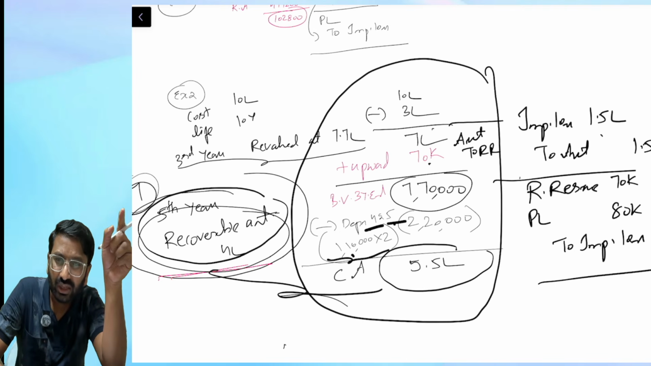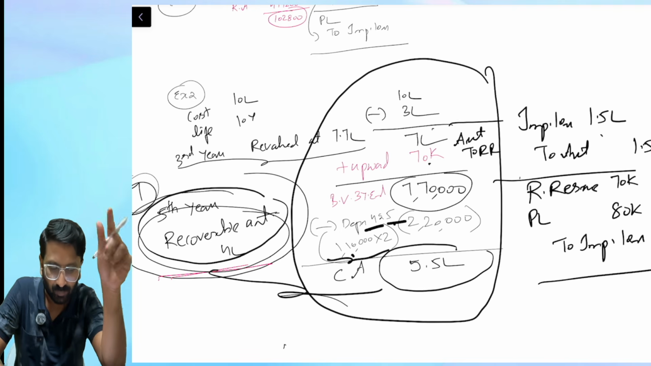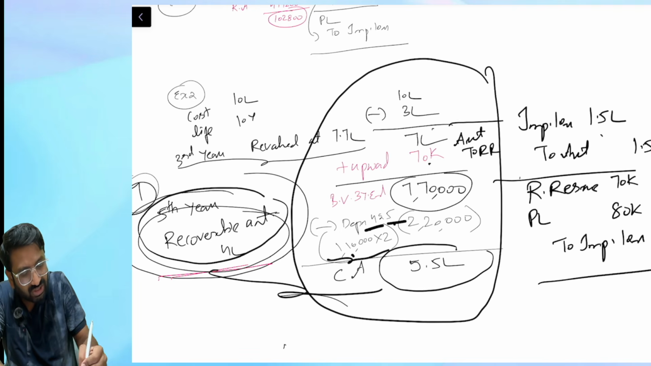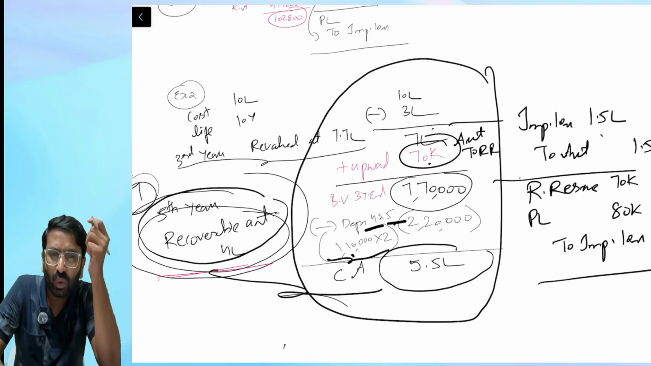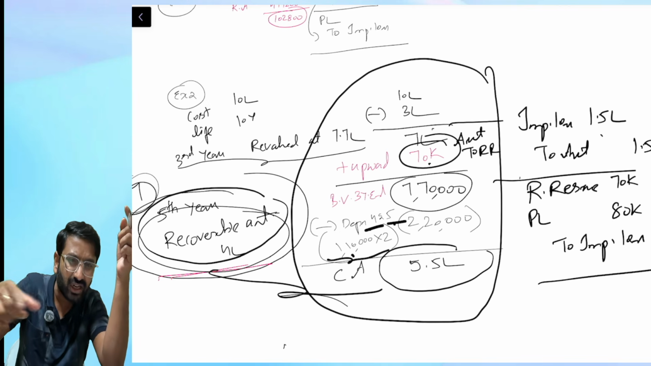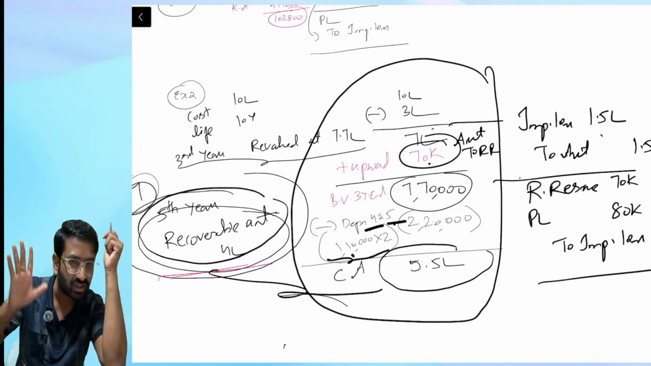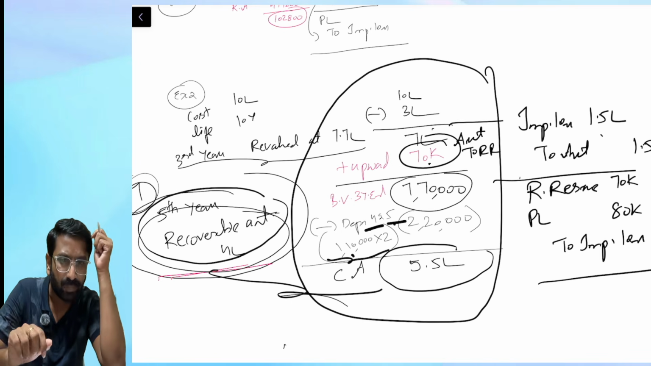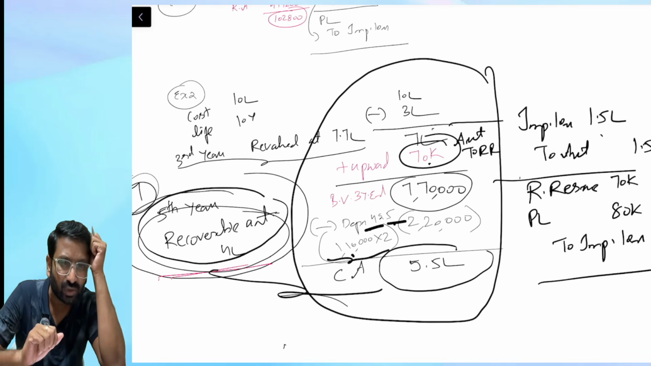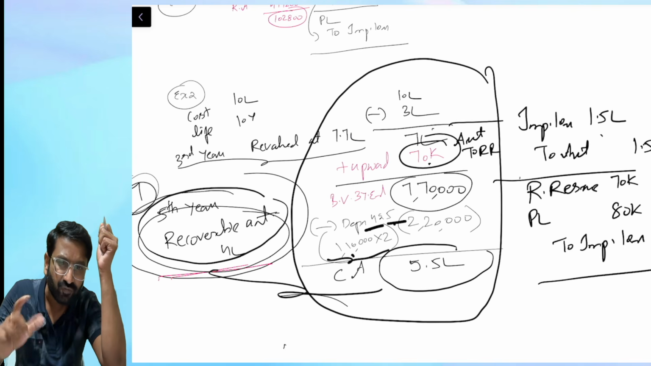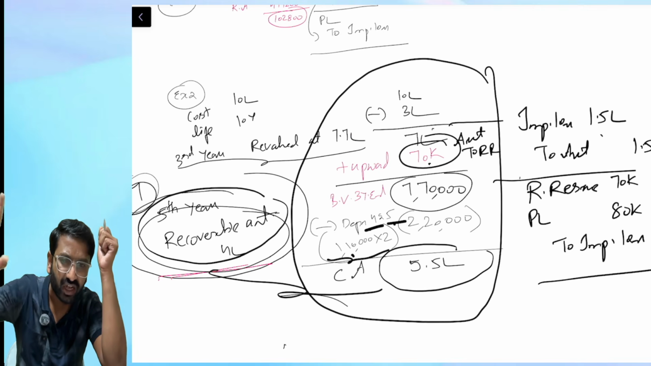And that 20,000 extra depreciation, they are telling you, is adjusted against RR, which is out of 70,000 RR, 20,000 is already adjusted. In the third example, how much will be left in the revaluation reserve account? 70,000 will be there or 50,000 will be there? 50,000. Because out of 70, 20 is already adjusted.